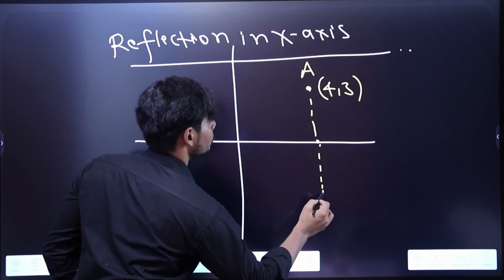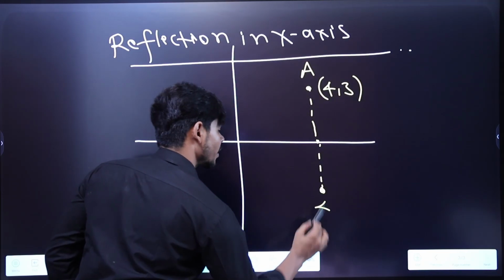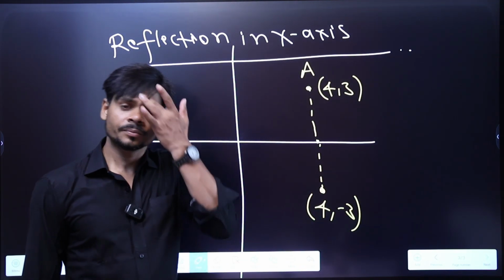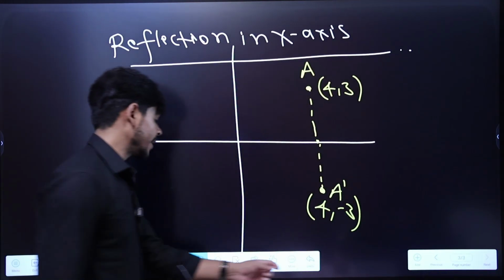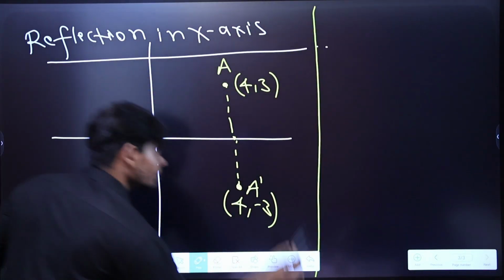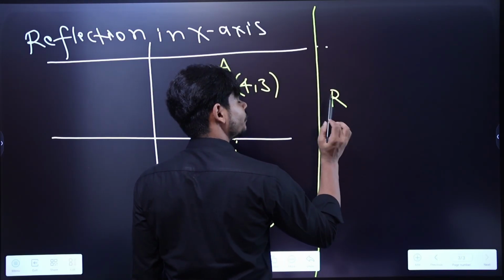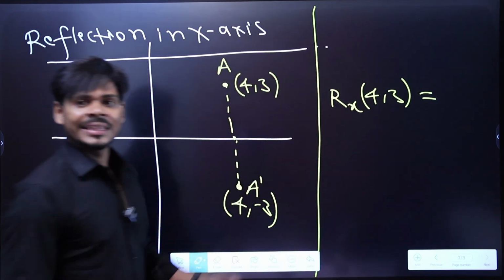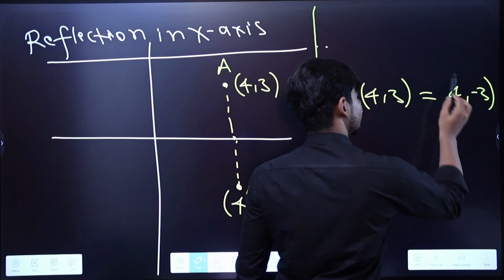So here x will be positive and y will be negative. Very important, got it? Let's say I name this A dash. Now how to write this? If I say find the reflection about x-axis of (4,3), then what do we get? We get (4,-3).